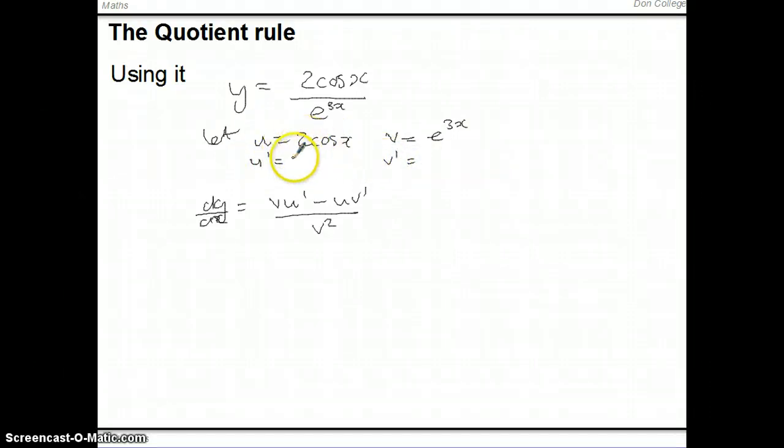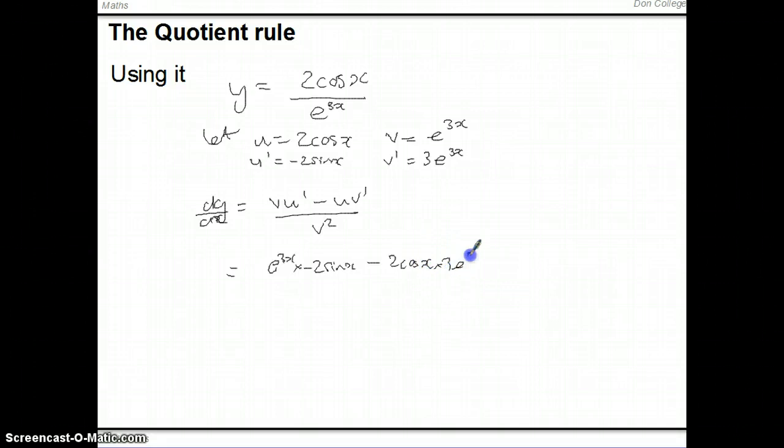It can help just to write everything out together like this, keep it all nice and neat. 2 cos x differentiated is going to give us negative 2 sin x. v dash, e to the 3x differentiated, is going to be 3e to the 3x. Then we can just pop them in. So we'll have v u dash, e to the 3x times minus 2 sin x, minus u, which is 2 cos x, times v dash, which is 3e to the 3x, all over v squared. Be careful when you do these, always use brackets to start off with.